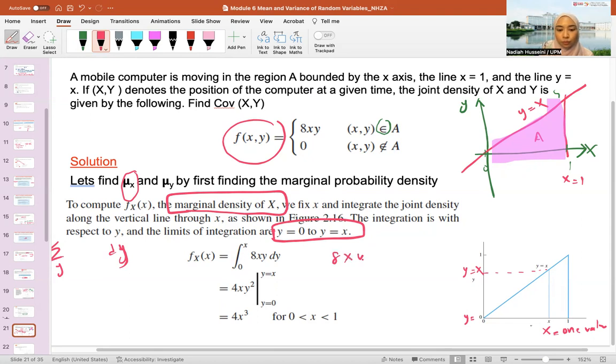8x y squared over 2, where the value goes from 0 to x. So 8 divided by 2 is 4x y squared. Now I can just plug in the values. It becomes 4x cubed because I'm substituting x into my y. So it becomes 4x to the power of 3, for the values of x from 0 to 1. Okay, so that was your marginal density function.